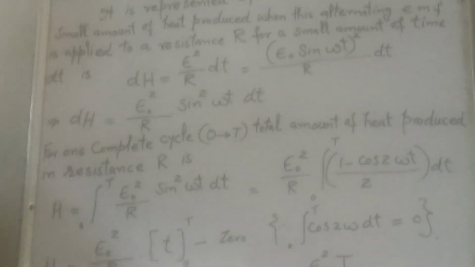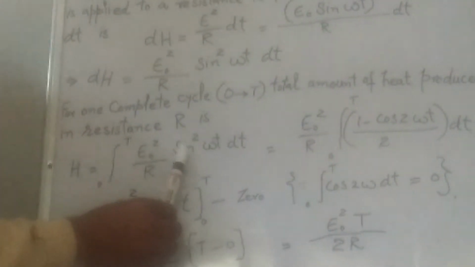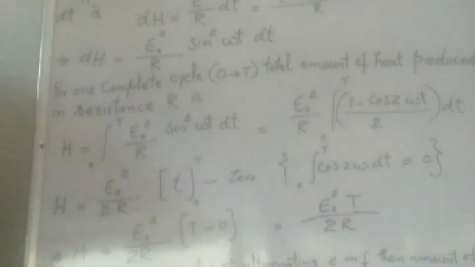For one complete cycle, when time is from 0 to t, the total amount of heat produced in resistance R will be given by integrating this relation dH. Total heat H is equal to the integral of E0 square by R sine square omega t dt between the limits 0 to t. E0 square by R, these being constants, the integral will be of sine square omega t dt, which is equal to 1 minus cos twice omega t by 2.